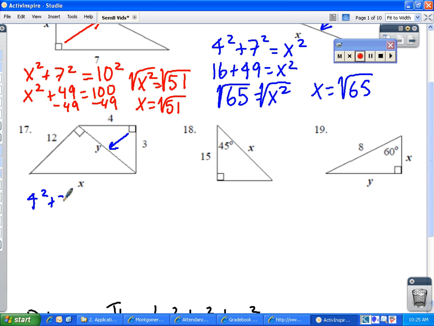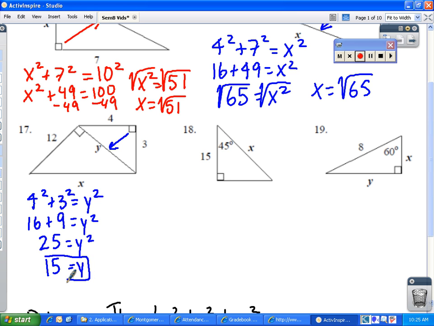4 squared plus 3 squared, both legs, equals y squared. 4 squared is 16. 3 squared is 9, y squared. 16 plus 9 is 25. And that tells us that y is actually 5, because the square root of 25 is 5. You might recognize that to be one of our special right triangles, which is the 3, 4, 5 right triangle.